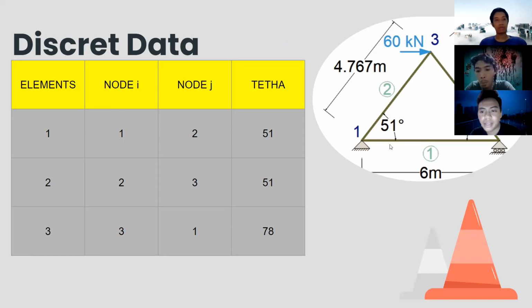There are 3 elements. For element 1, the node E is 1, the node J is 2, so it is connected from 1 to 2, and theta is 51 degree. For element 2, the node E is 2, and the node J is 3, and theta is 51 degree. For element 3, the node E is 3, and the node J is 1, and theta is 78 degree.